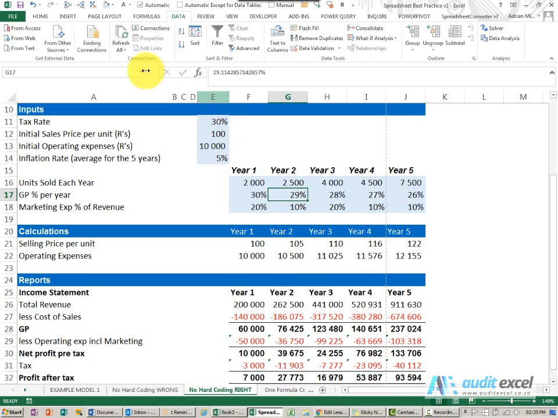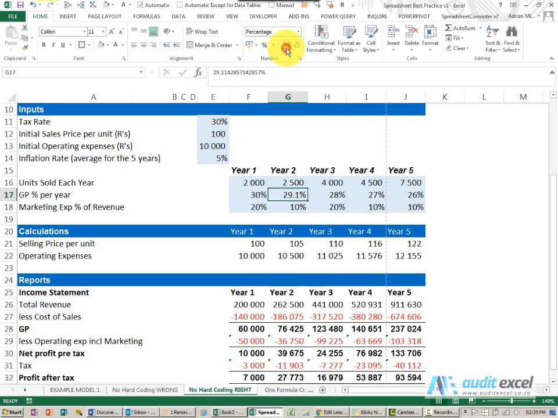And if you make this a little bit bigger, you'll see now it more accurately shows what that percentage is, which is useful information.